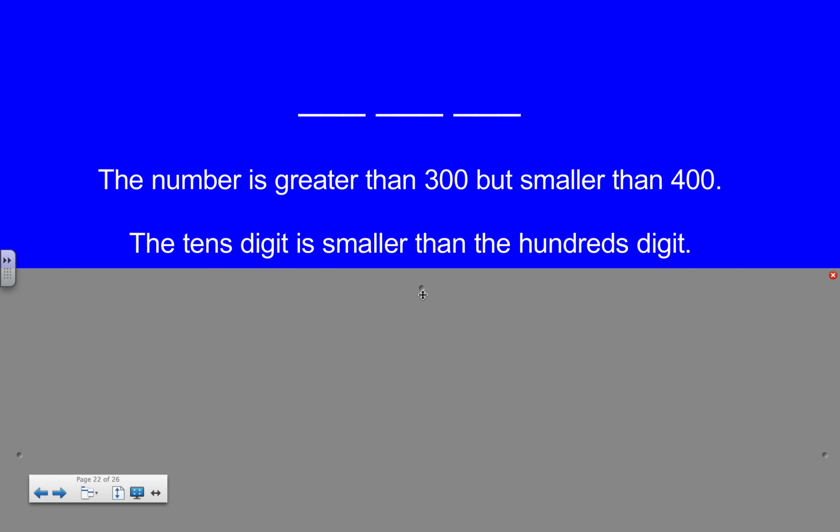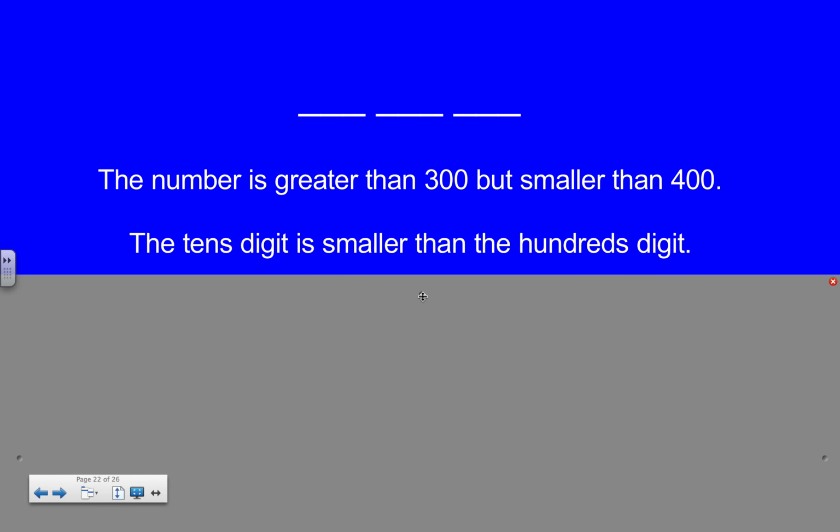So then I give them a next hint. The tens digit is smaller than the hundreds. Well, we know the hundreds has to be a 3. So then the tens is either a 2, a 1, or a 0. So we're talking like 3, 1 something, 3, 0 something, 3, 2 something. Let me say that again. That was confusing. 3, 20 something, 3 something in the teens, or 3, 0 something.